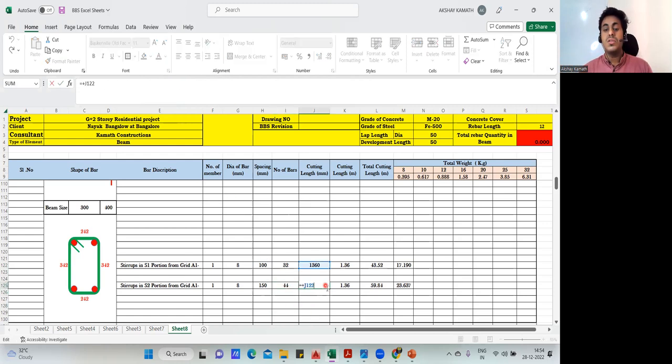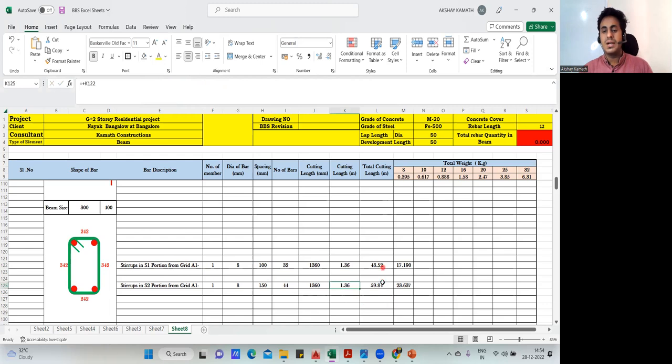So what is the total cutting length? Very simple. The total cutting length is again the same. Whatever cutting length you got in S1 portion, the same you'll get here. That is why I interlinked this. If you don't want to do that, again you calculate 242, 342, 242, 342 plus 24 into D, you get the same answer. Cutting length also remains the same.